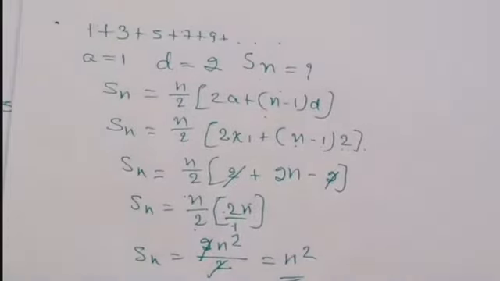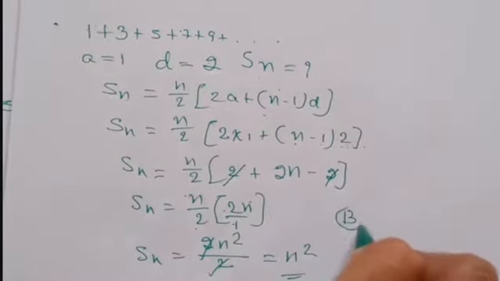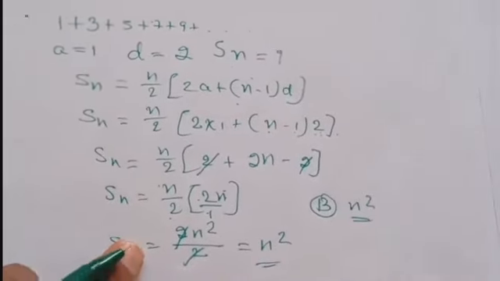Okay. So therefore which option is correct? The B option is correct. B is n square. So that means you need to shade the B.